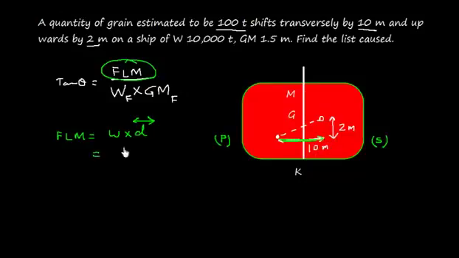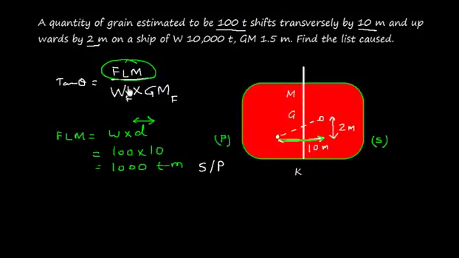So now let us work out the list moment. Well, it is 100 into D, which is 10. So that gives me 1000 ton meter. And the direction of this list moment will depend on which direction the grain has shifted. Say in this picture, if it is shifted from port to starboard, the list moment will be towards the starboard. However, if it was shifted from starboard to port, the list moment will be towards port.